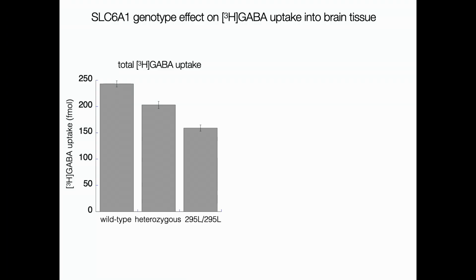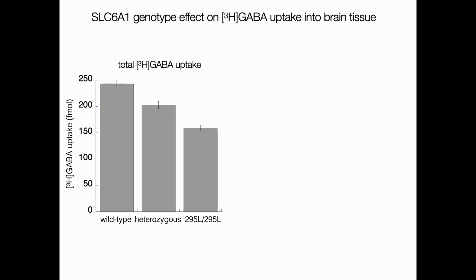So the first experiment we did, these are results that are very much in keeping with other data that you've seen today. This is a graph showing how much total radioactive GABA goes into a slice, and it shows the difference between wild-type brain tissue, heterozygous tissue, and tissue from homozygous 295L mutant mice. You can see that as you go from left to right, the amount of GABA uptake goes down.